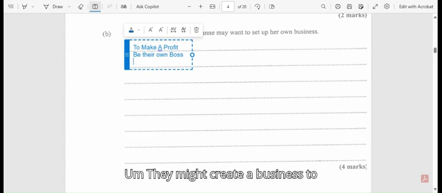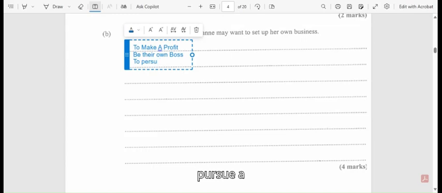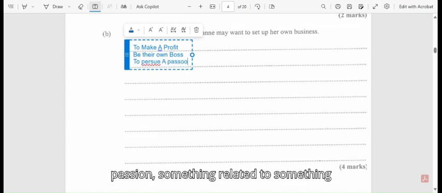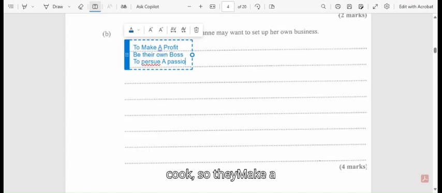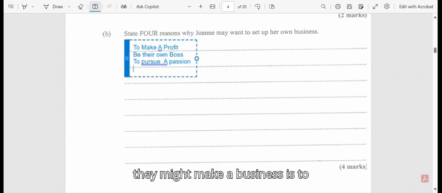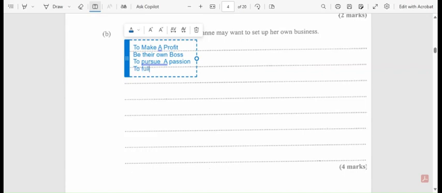They might create a business to pursue a passion, something relating to something that they like to do. They might like to cook, so they make a business based off of that. Yeah, so to pursue a passion. Another reason they might make a business is to fulfill a need of society.